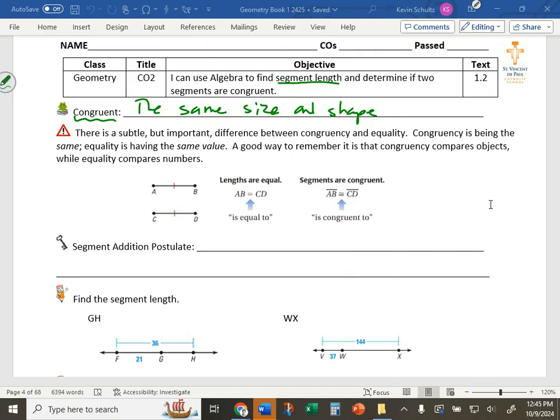Sometimes we can then make the leap to equality, but I need you to remember congruency has to do with things. Equality has to do with value. There is a difference between those symbols. The congruency symbol, as you can see, is an equal sign, but it's got a little thing over it. When you see that, it means congruent. It means they are the same size, the same shape. In this case, it means they'll have the same measure, but it means that things are the same versus value being the same. Good. Question?